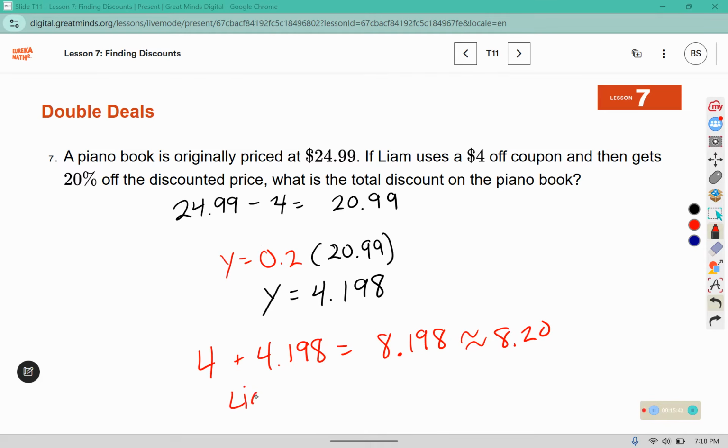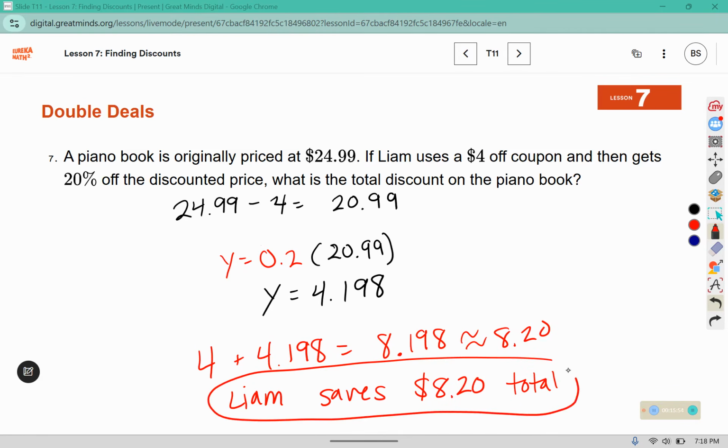So Liam saves $8.20 total. $4 from the coupon and then 20% was $4.20.